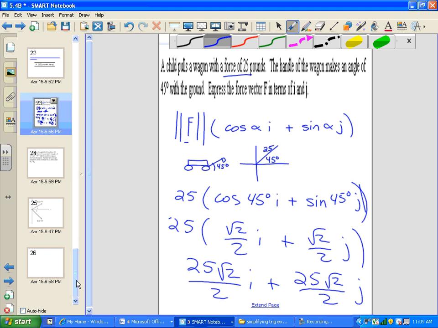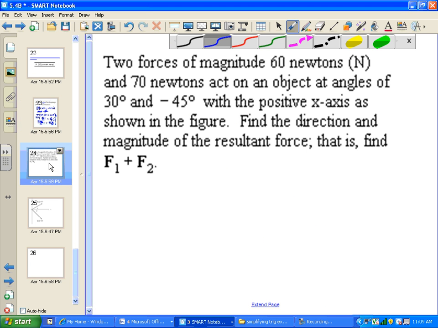Alright, now this next one is going to be kind of long and drawn out. But we're going to take the same idea, except this time we're going to look at two forces. This was just one force. Now let's look at two forces. Now, this brings in what force actually is.